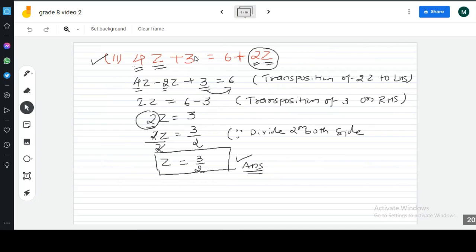So 4z plus 3 equal to 6 plus 2z. If you see here, the term of z on the left side has its coefficient as 4, whereas the right side has the coefficient 2, right? So 2z will be the variable term having the lower coefficient. 4 is greater than 2, meaning 2 is the lower coefficient term, which can be taken to the left side by using the transposition. Okay, so transposing this 2z to the left side, obviously the sign will change.